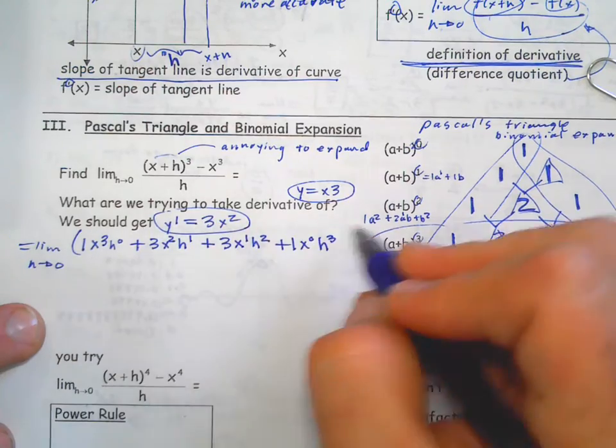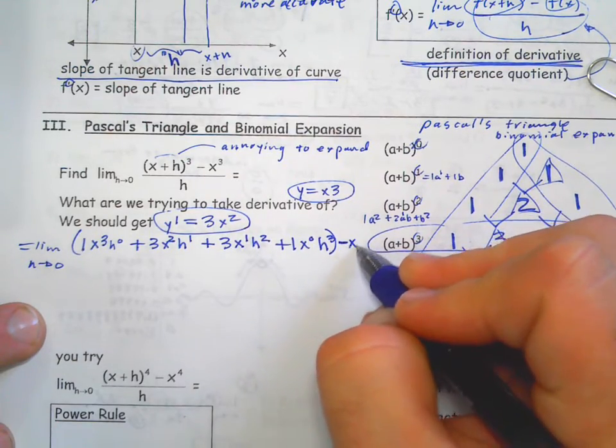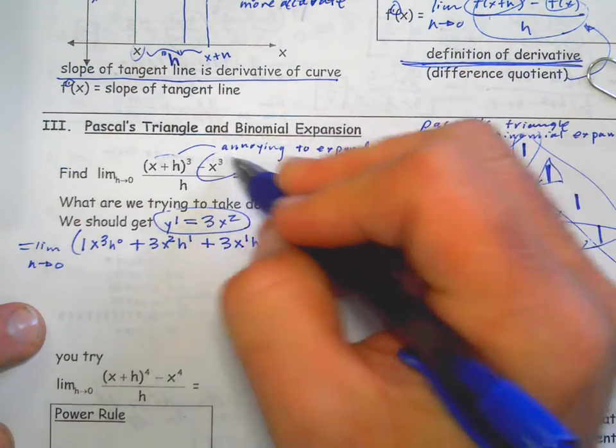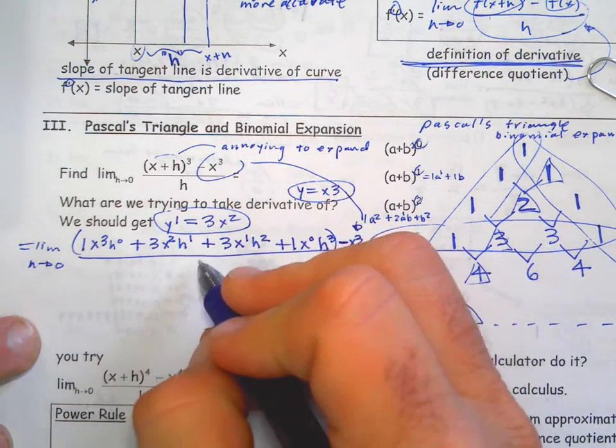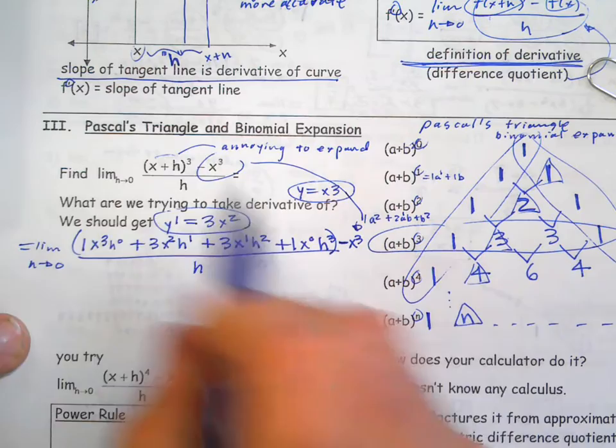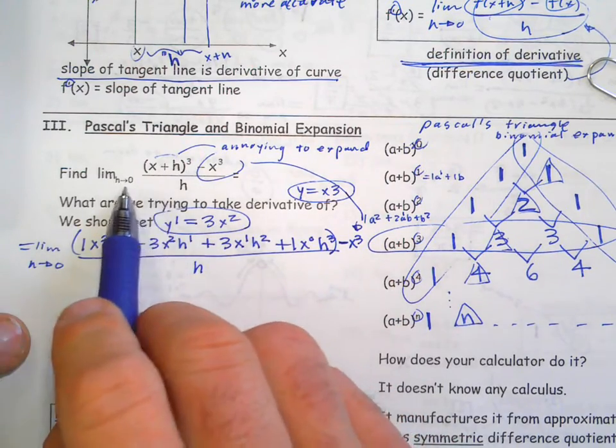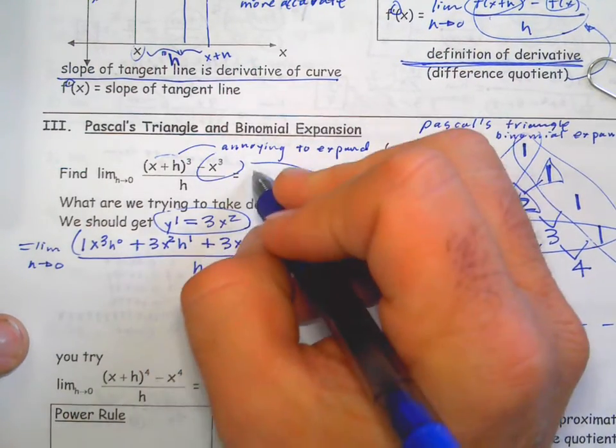Now, don't forget that there's a minus x cubed here still, right? So we still got that all over h, okay? Now, by the way, when you plug h equals 0 in here, what do you get? You get 0 over 0.